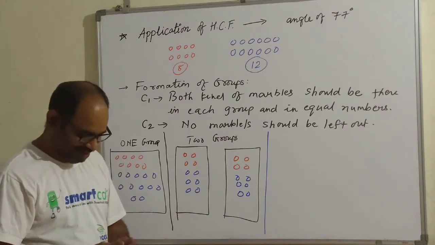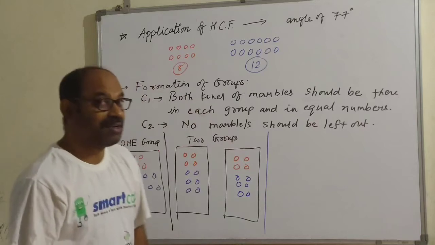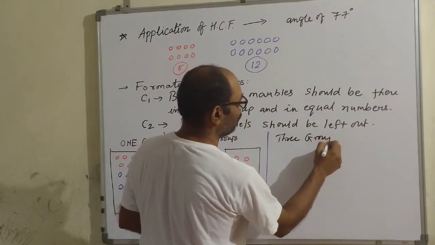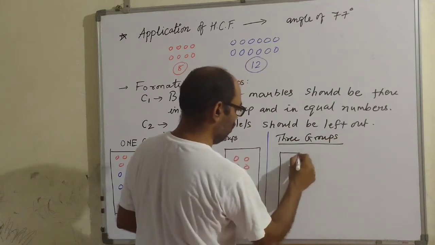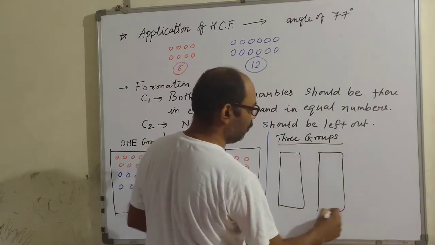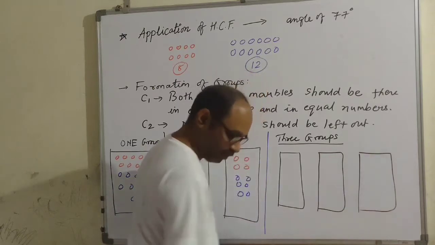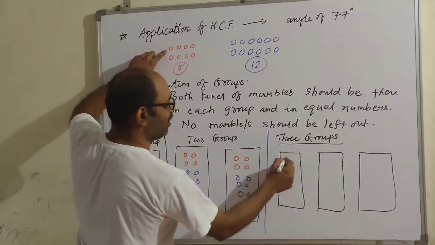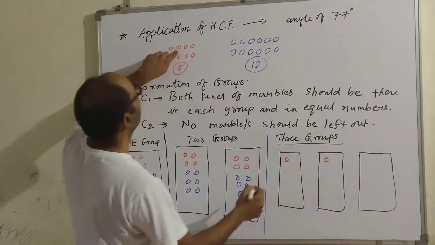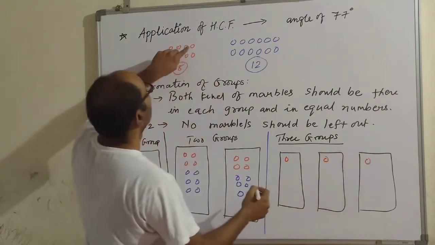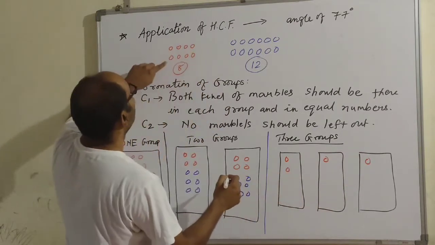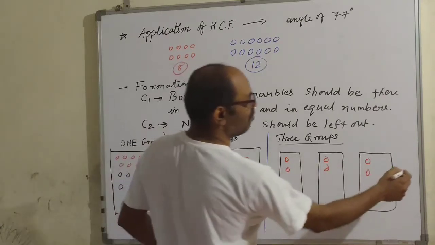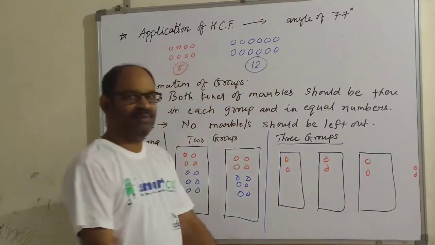Did you get that? Now let's see. We'll try to form 3 groups and see what happens. 1, 2, and 3. Now you have to be careful. I'm putting 1 here, 1 here, the next marble here, the 4th one here, 5th one here, 6th one here. And then 2 marbles of red are left.